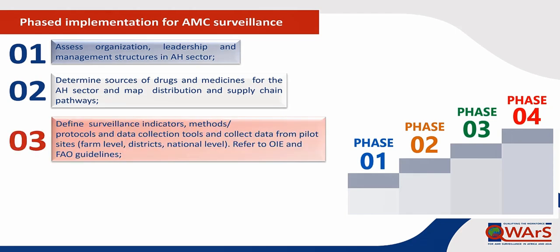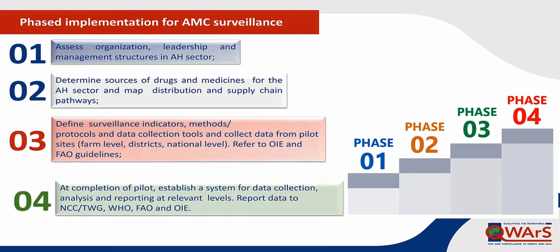Phase 3: define surveillance indicators, methods or protocols and data collection tools and collect data from pilot sites, farm level, districts, national level. Refer to OIE and FAO guidelines. Phase 4: at completion of pilot, establish a system for data collection, analysis and reporting at relevant levels. Report data to NCC or TWG, WHO, FAO and OIE.